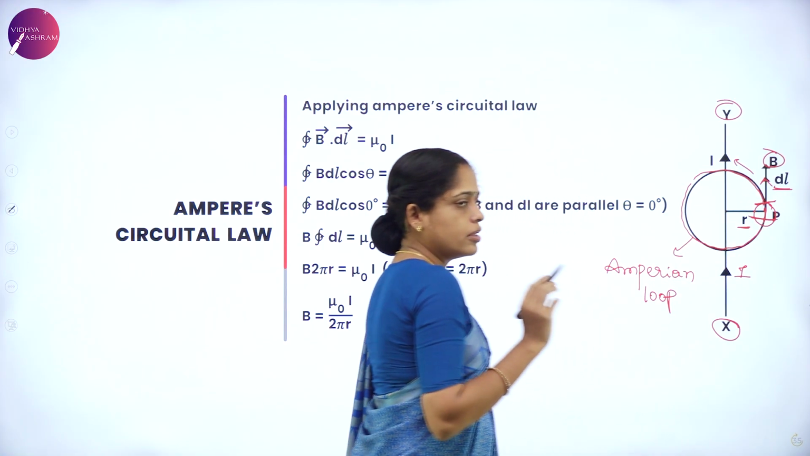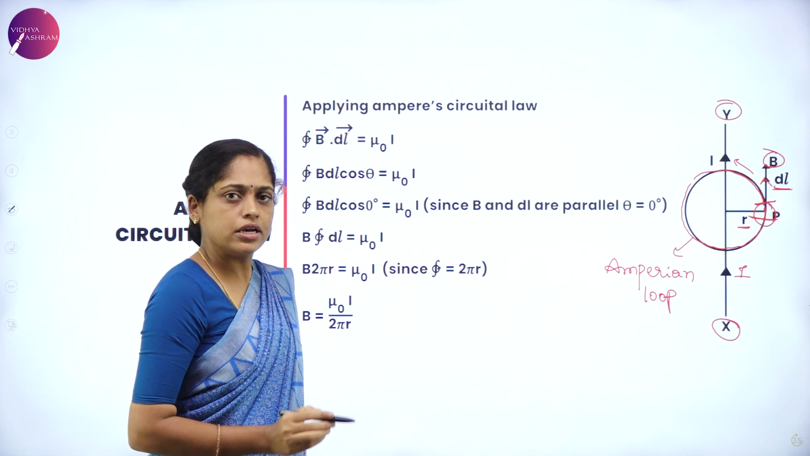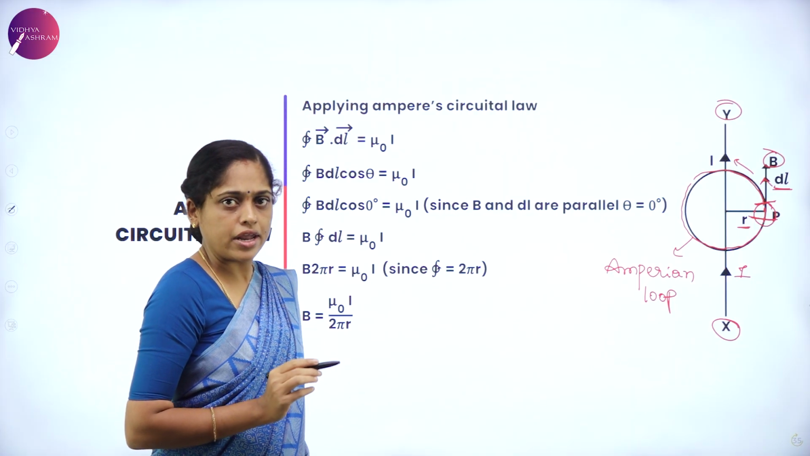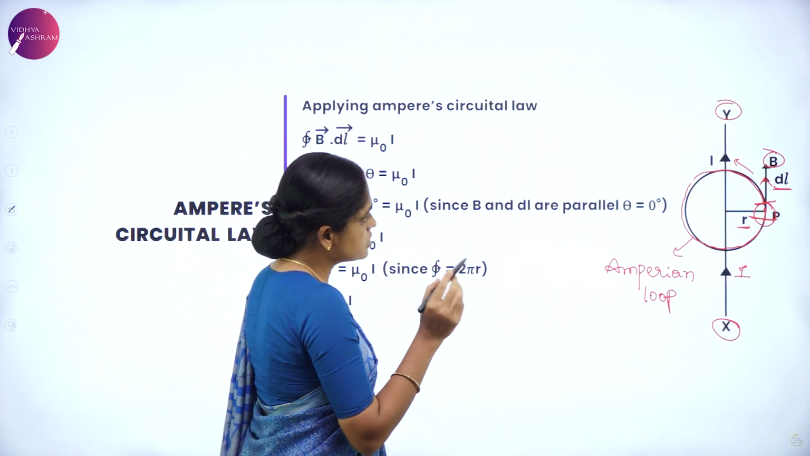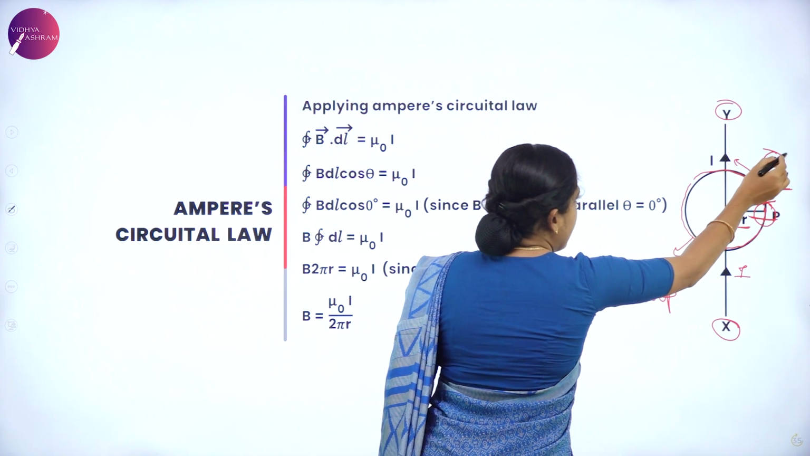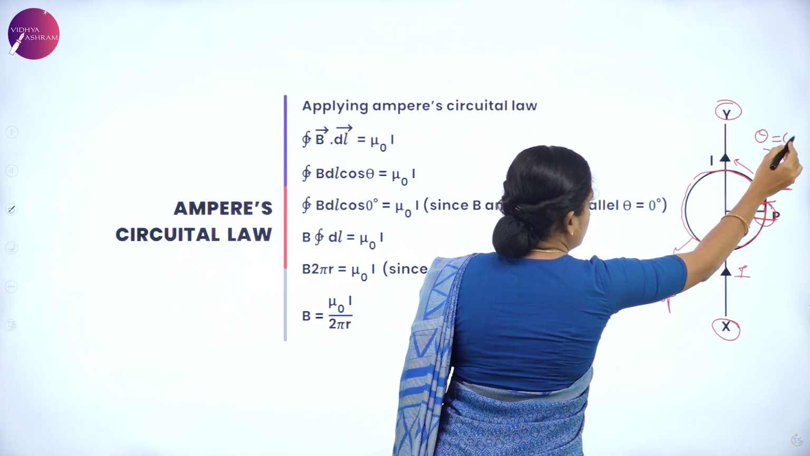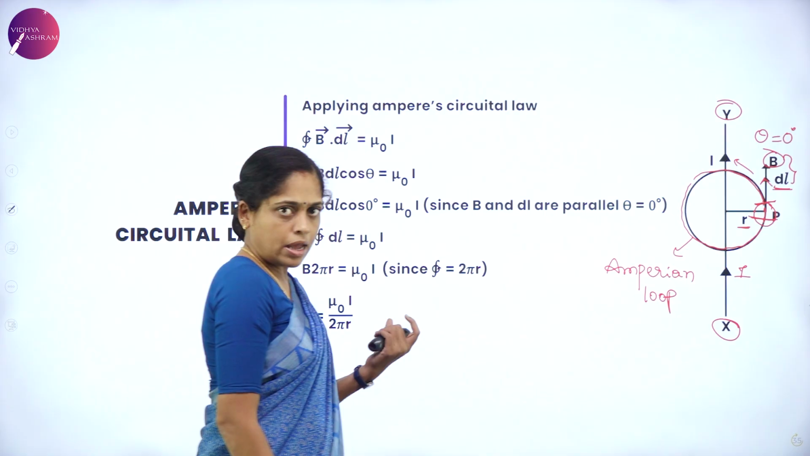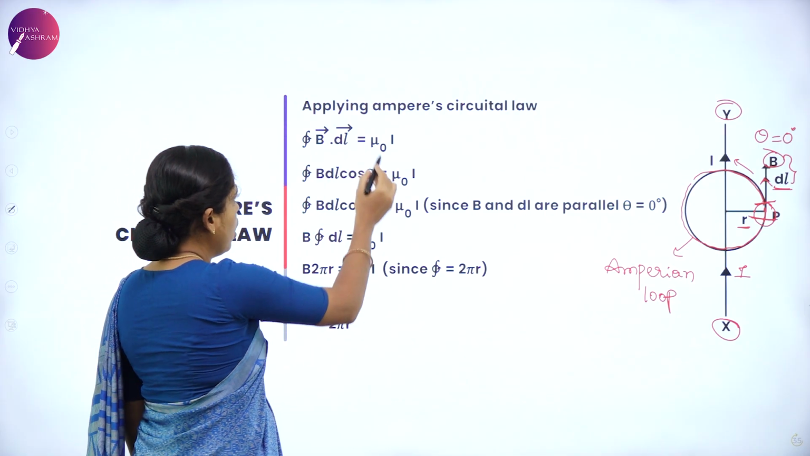Therefore, here the magnetic field and the dl are in the same direction. When they are in the same direction, the angle between them is 0 degrees. Now let us apply Ampere's circuital law.